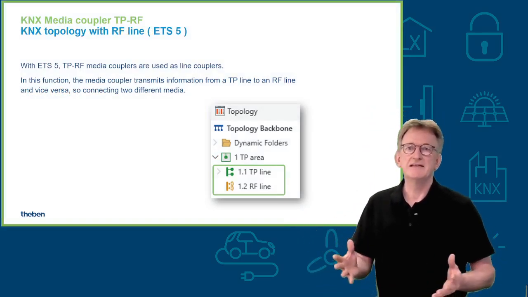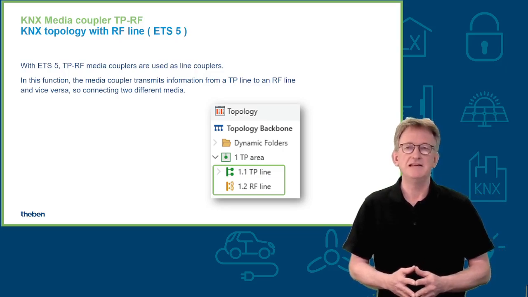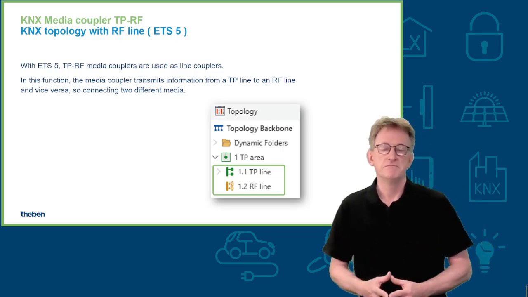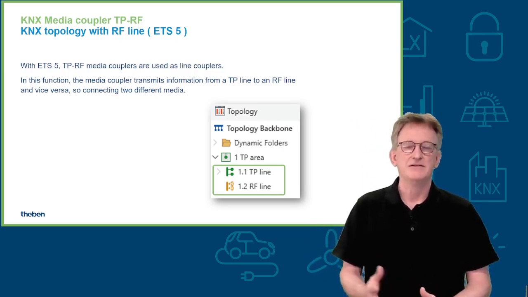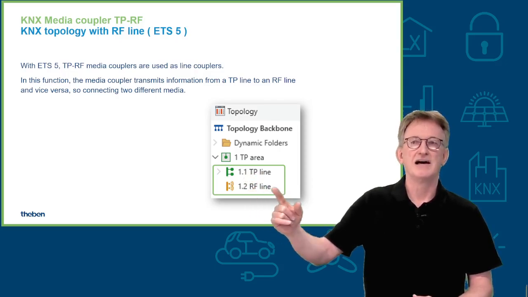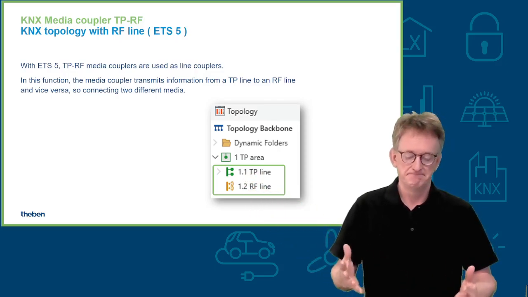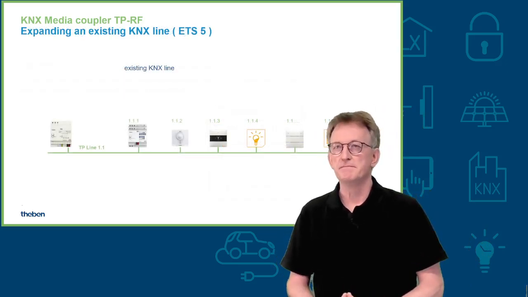So in ETS5 you had already the possibility to set up RF environments. This is getting more and more popular and also important. It was pretty simple. You just added to your existing TP area line an additional RF line, and that was it. Very easy to implement. So how does it look in real?